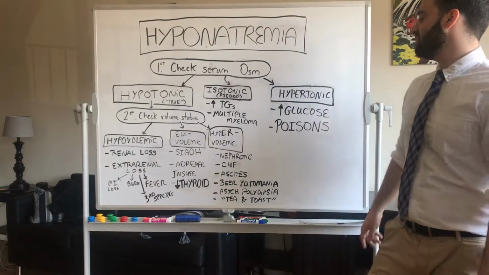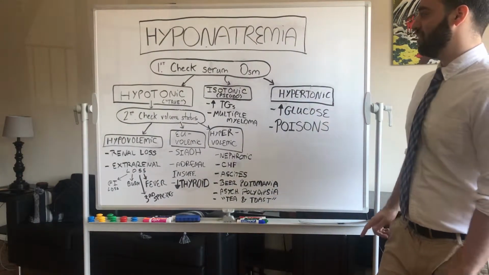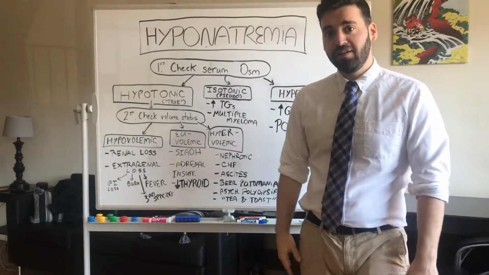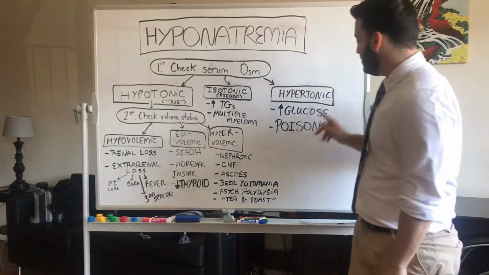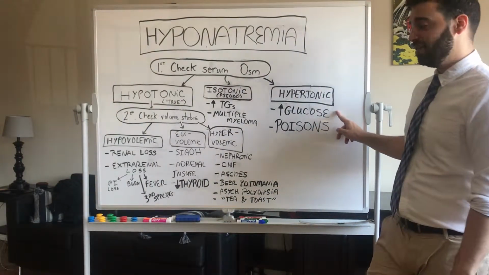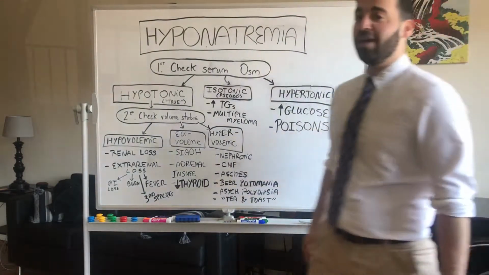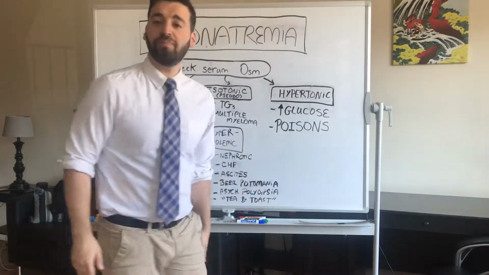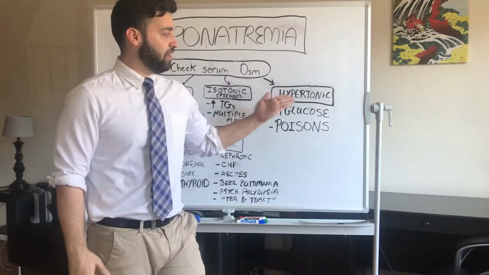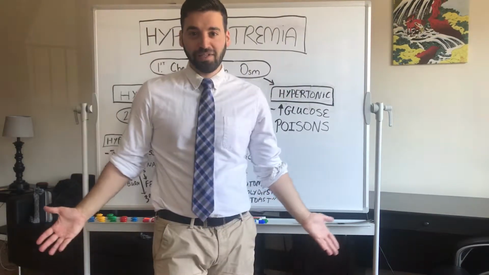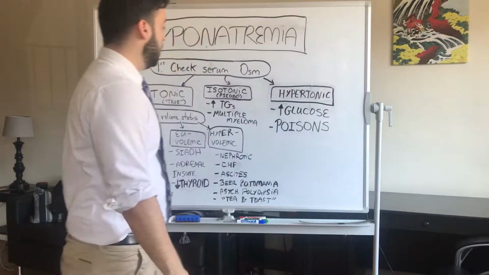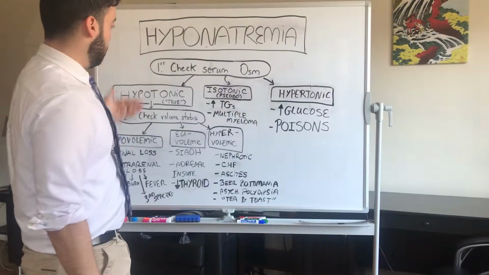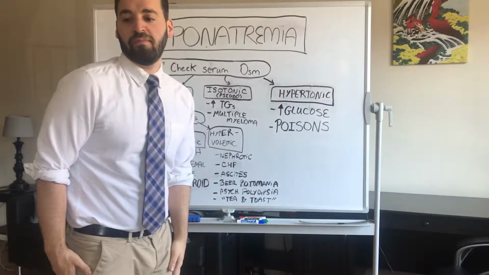And then the last cause is hypertonic hyponatremia, where their serum osmolality is too high, they have too many solutes in the blood, leading to hyponatremia. This is caused by severe hyperglycemia, so their blood glucose is way elevated, people with 300s, 400 blood glucose levels, and also people who ingest poisons. So there's some other solute in the blood that's leading to this hyponatremia. And that's really it. That's how you break down hyponatremia with these simple components.